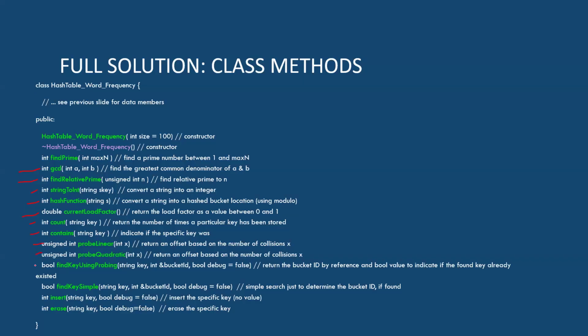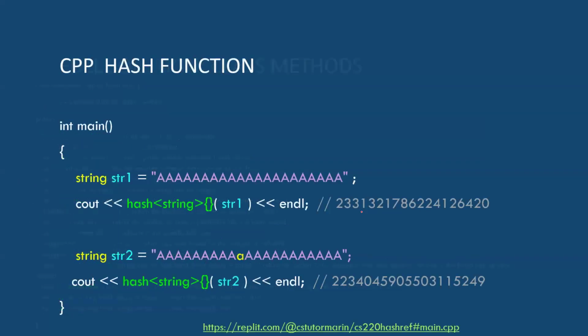So the rest of these are basically our abstract data type methods, right? Does my table contain something? Finding a key using probing, all that stuff. So that's just for your reference. You don't need to worry about that on any tests or anything as far as the code is concerned, but I thought I'd throw that out there for you.